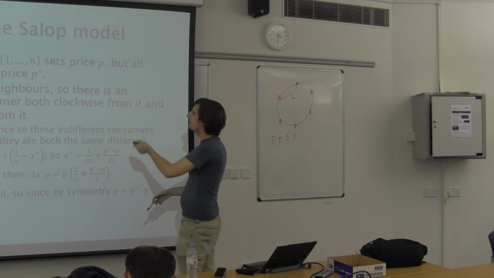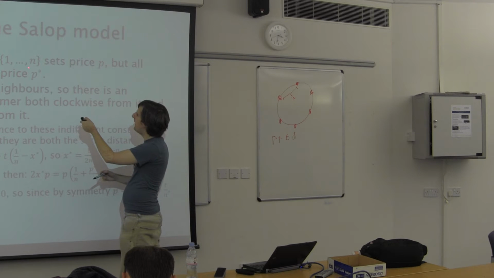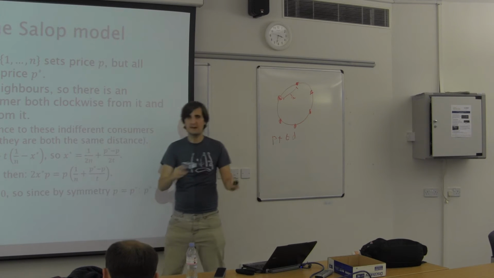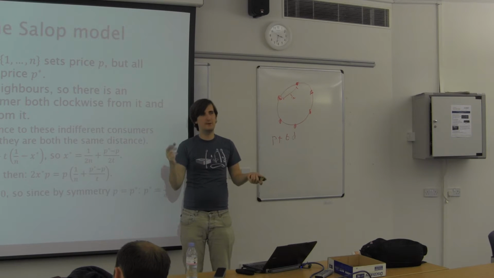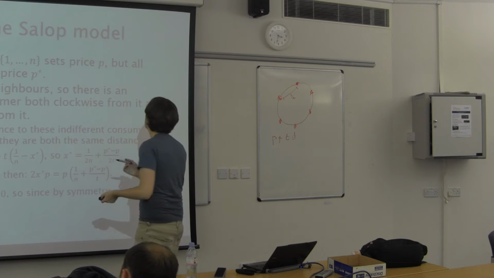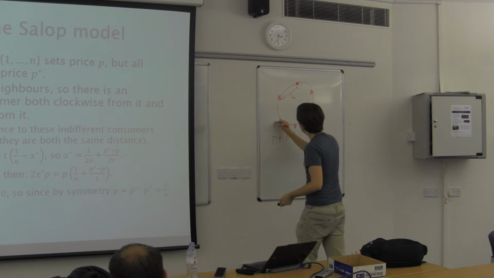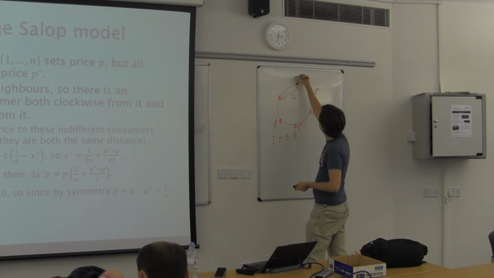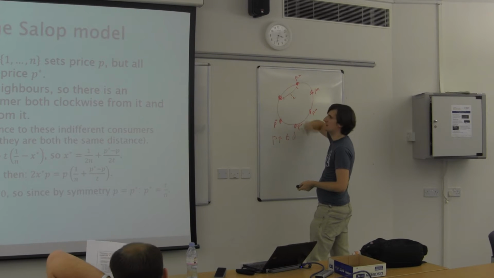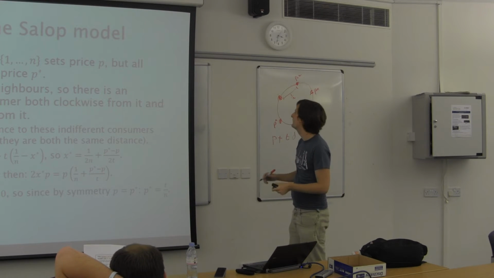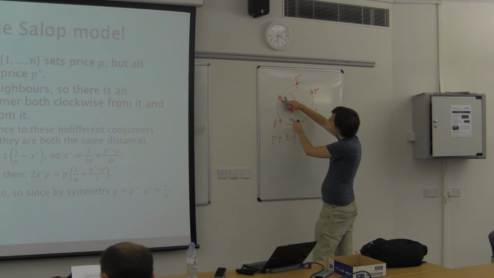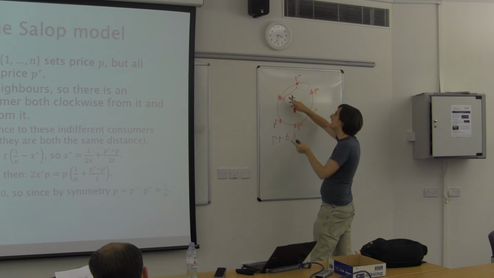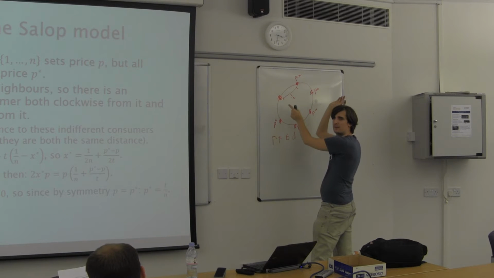So how do we solve this model? We imagine that every firm apart from, say, firm i sets a price P star. So all the other firms are setting a price P star, and we're just interested in what price the one remaining firm would like to set. So maybe this guy is setting a price P star, this one's P star, this one's P star, this one's P star, this one's P star. What price is this guy going to set? So this firm has 2 neighbours. There's a firm to their left that's setting a price P star, and there's a firm to their right that's setting a price P star.